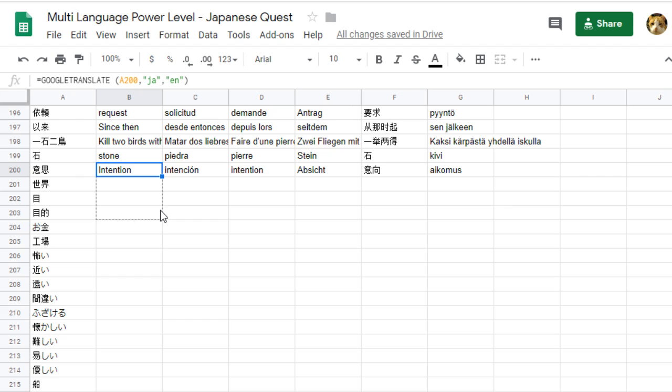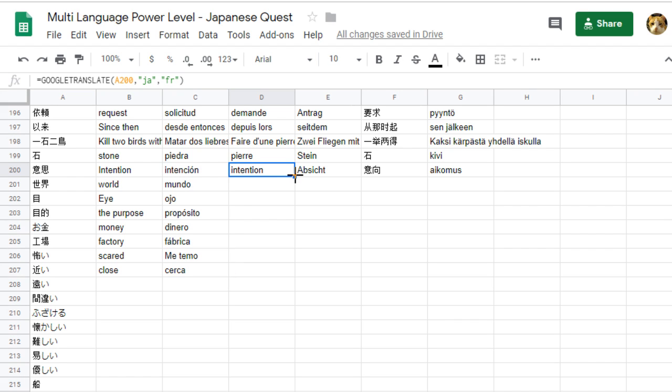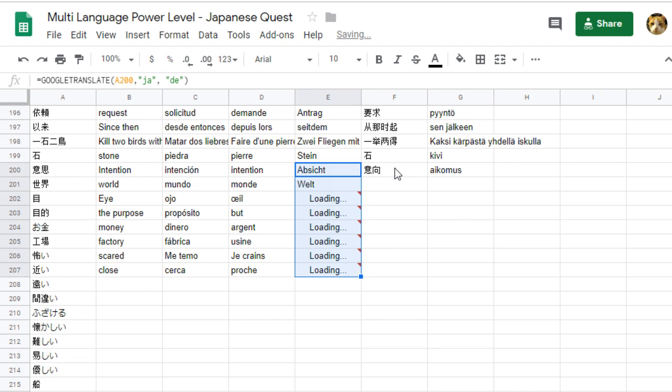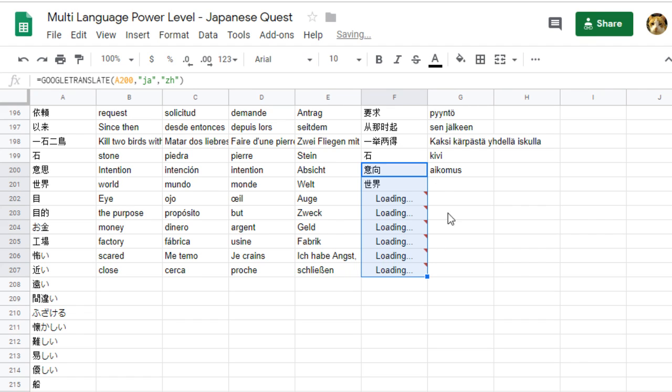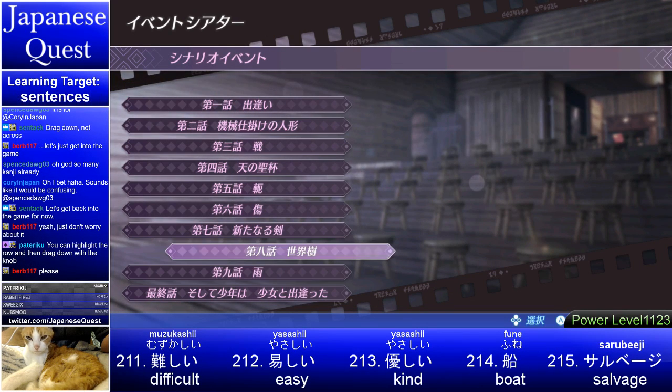Alright, let's see if we can... Do you have to do it one by one, or can you do it as a larger batch? Was that what was messing it up? Is it possible you have to do them one at a time? Is that possibly the problem? Yeah, it seems like we may have to do them one at a time. Burp says, just don't worry about it. You can highlight the row, drag them down. Don't worry, we will get in the game. Let's go.